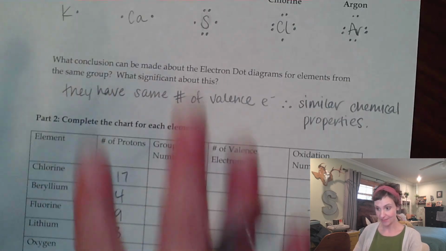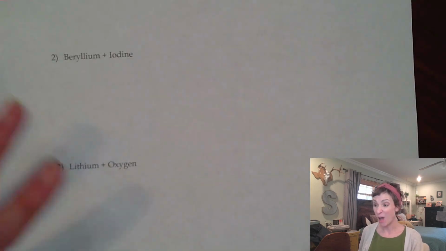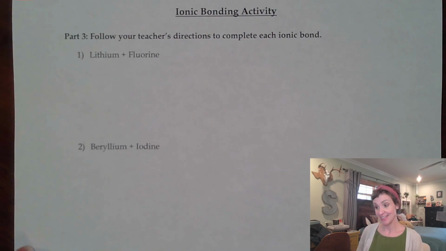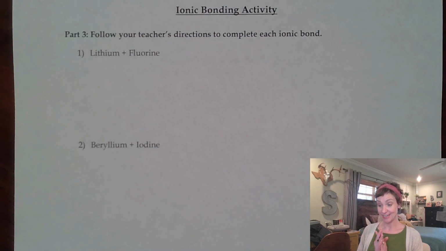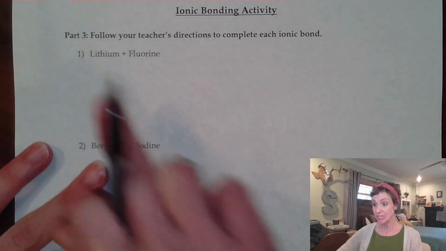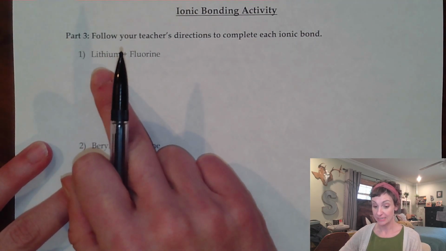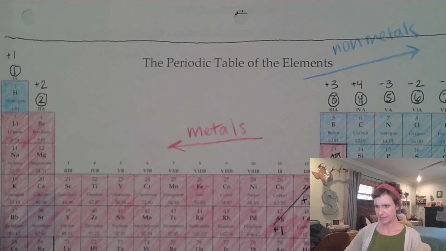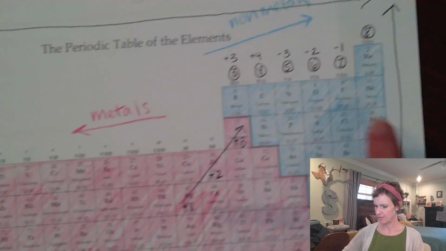Now let's go to the back of this page. This was a little bit of review, since you learned this stuff before. Now let's apply this: how do I make ionic bonds with this stuff? It says follow your teacher's directions to complete each ionic bond. So here I'm wanting you to make a bond between lithium and fluorine. Does that make sense? Lithium and fluorine.